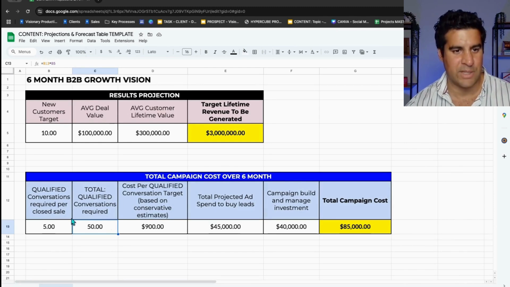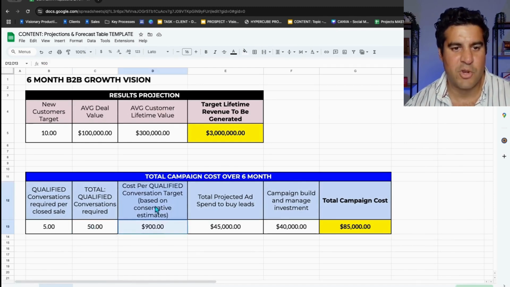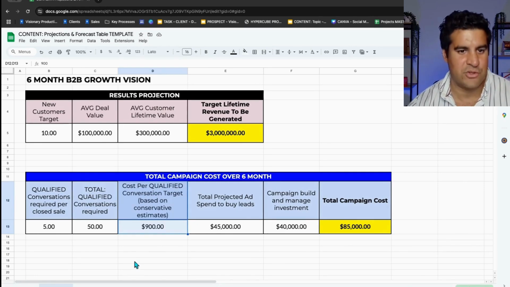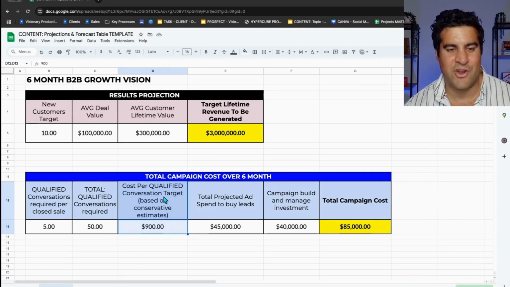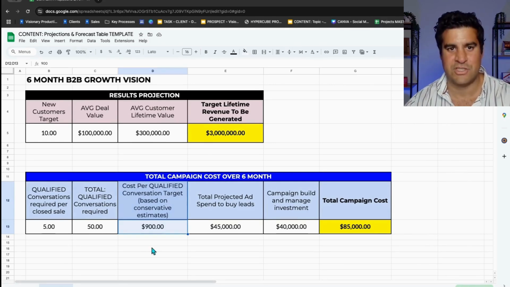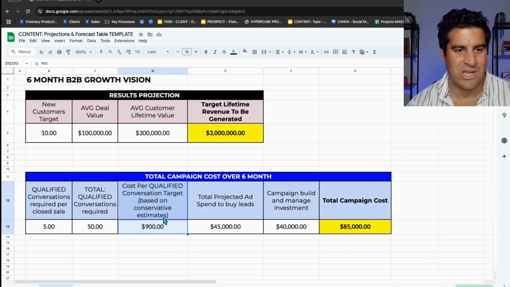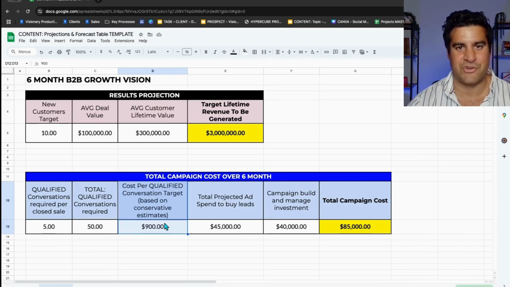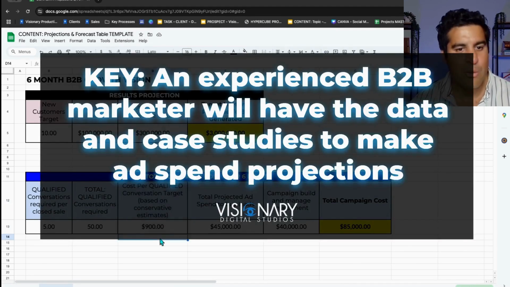No guesswork, really clear. Next thing is cost per qualified conversation target. So you're gonna have to spend a certain amount of ad spend attracting those qualified conversations. Now, this is going to be a guesstimate. You're estimating how much ad spend you'll need to put onto the platform, how much content you need to show to attract one qualified conversation. Now, this requires experience. You need to work with an experienced B2B practitioner that has advertised in your industry to a very similar audience. They will then have case studies and data to be able to make that estimate.